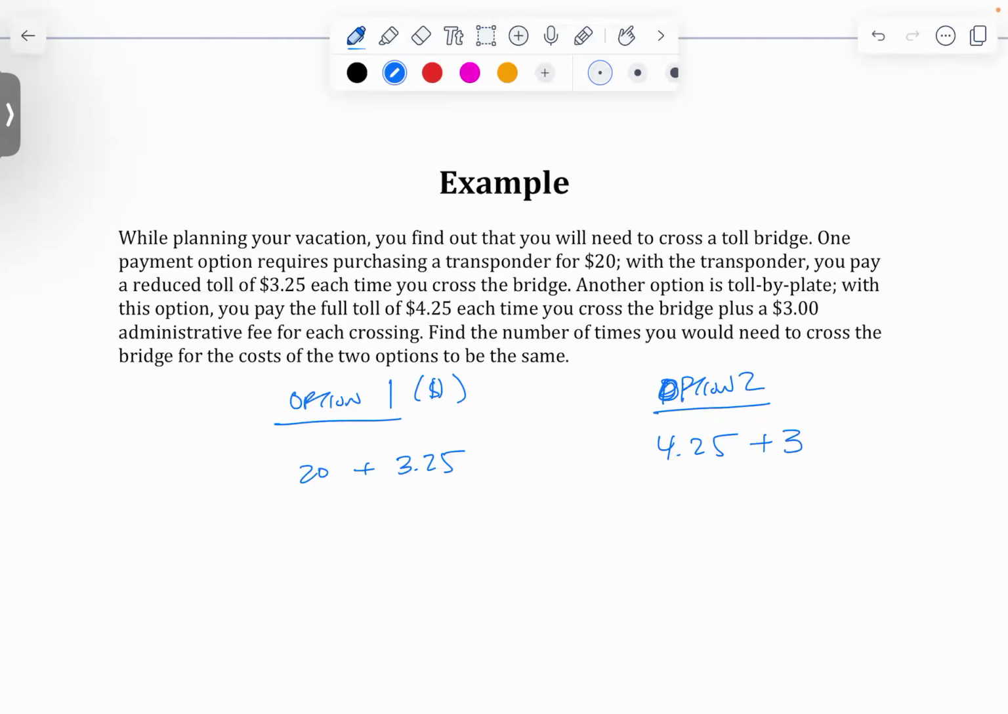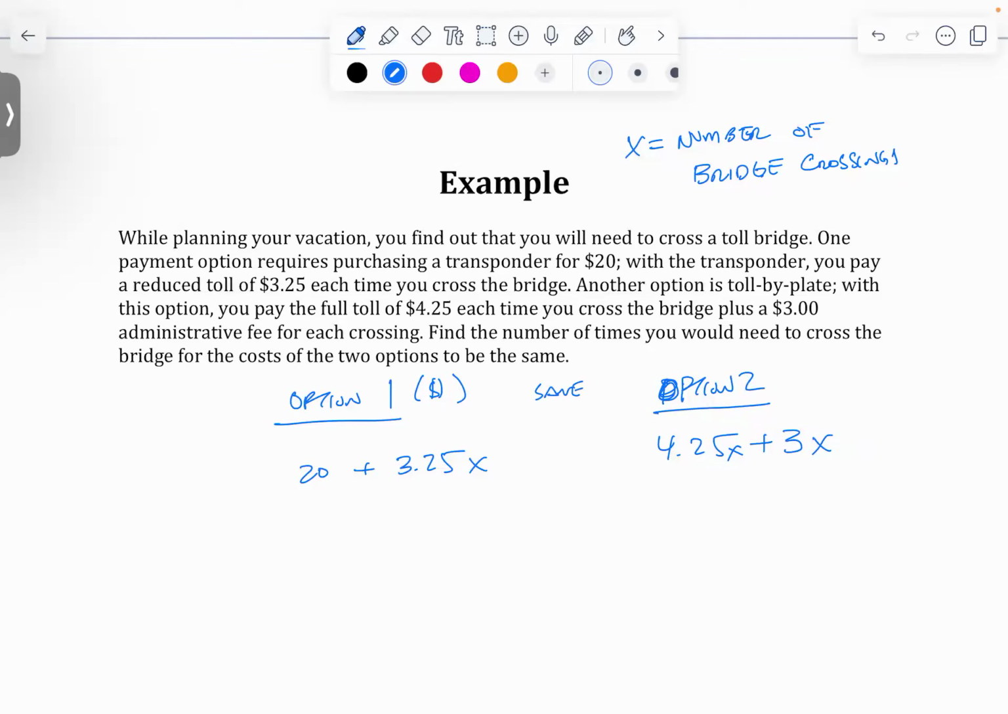Okay, so already I see X equals number of bridge crossings. So this guy was 3.25X, and this is 4.25X plus 3X, because each of those is for each fee. Find the number of times you would need to cross the bridge for the two options to be the same.